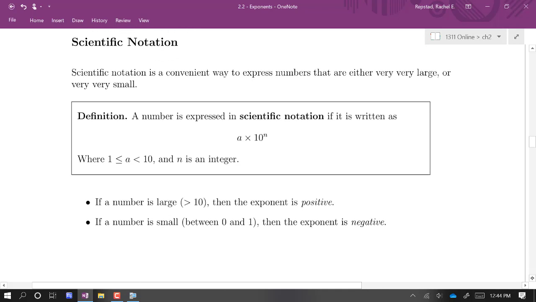Okay, so numbers in scientific notation, if it's written in this form, so I've got a times 10 to the n, where n is an integer, could be positive or negative, and a is a number between 1 and 10, so it's at least as big as 1 and less than 10. We use scientific notation usually to write numbers in a convenient way, numbers that are either really, really large or very, very small. And for very large numbers, the exponent on 10 is positive, and for very, very small numbers, that exponent on 10 is negative.